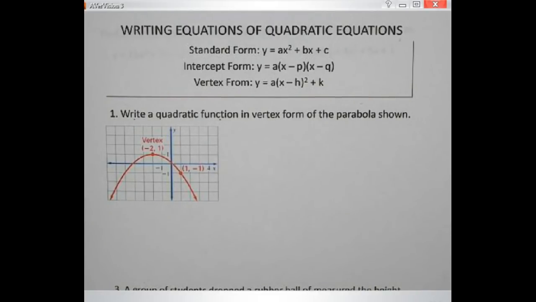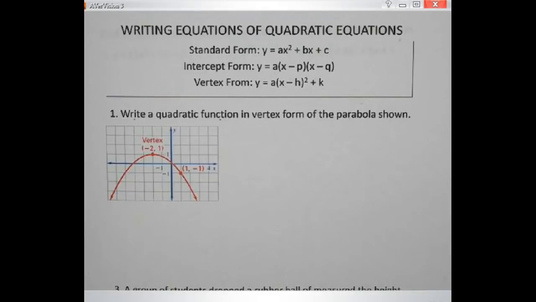Today we are going to be discussing writing equations of quadratic equations or functions. Standard form, as you know, is y equals ax squared plus bx plus c. Intercept form is y equals a times (x minus p) times (x minus q). And vertex form is y equals a times the quantity (x minus h) squared plus k.